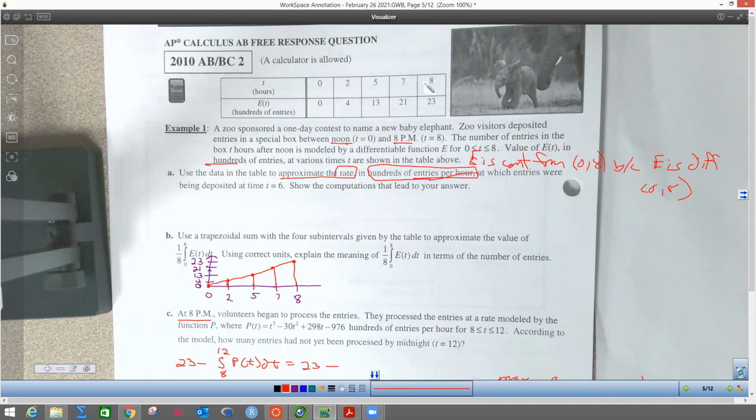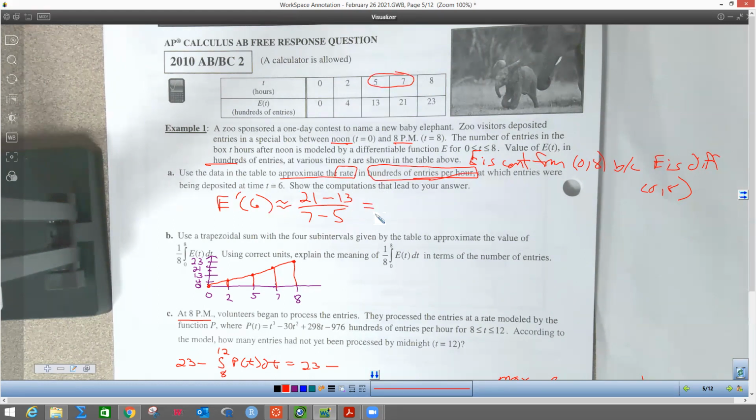So we look up here. Where's t equals 6? Well, 6 isn't up here, right? So we have to use the two that are closest, and since it's a derivative, that means we're looking for the slope. So we would say E prime of 6, because the derivative is the slope at these two places, is approximately, we put 21 minus 13 all over 7 minus 5. If you want to put hundreds of entries per hour, you can, because that's what these are. I'm going to label that in the end.